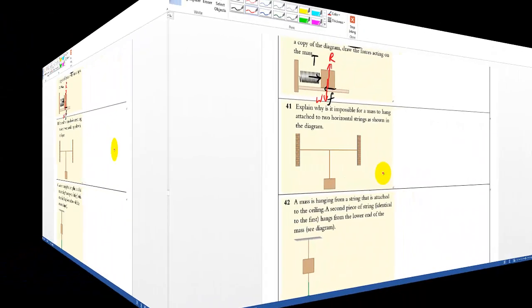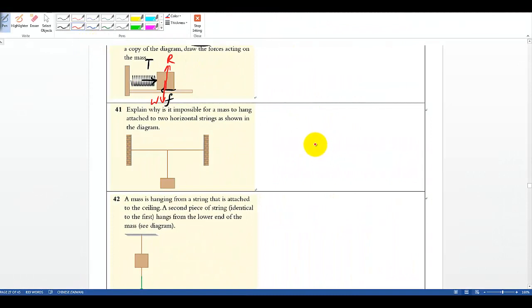Next question. This question is actually quite interesting. I guess we all know that it is impossible to keep this line completely, perfectly horizontal. There must be some angle between them, like this, at the end. So we are going to explain why it is impossible.